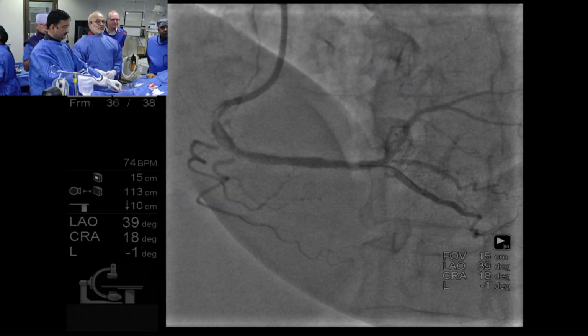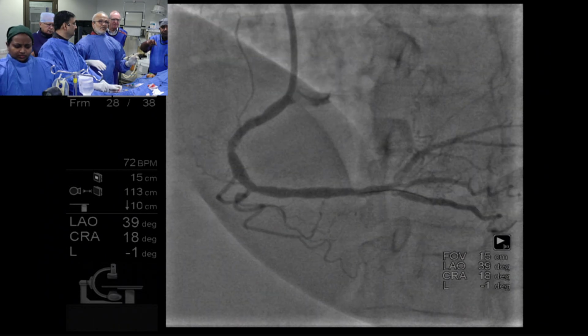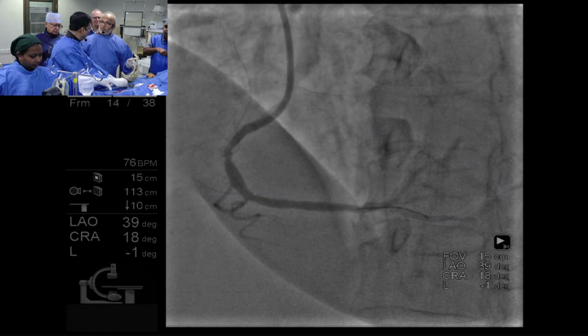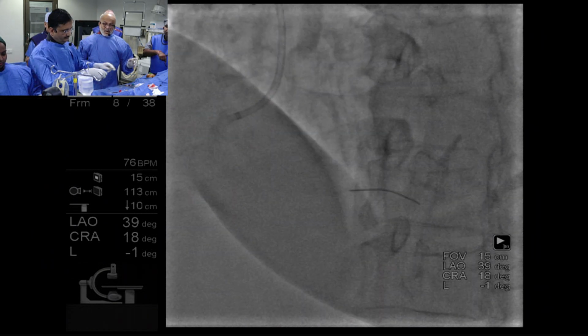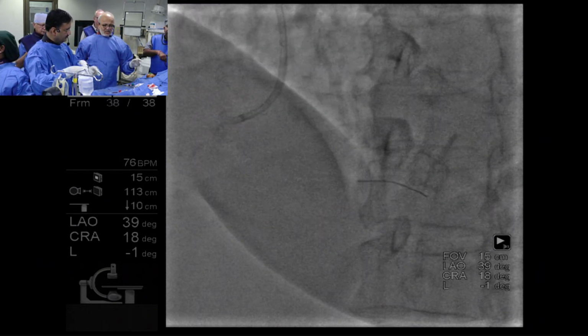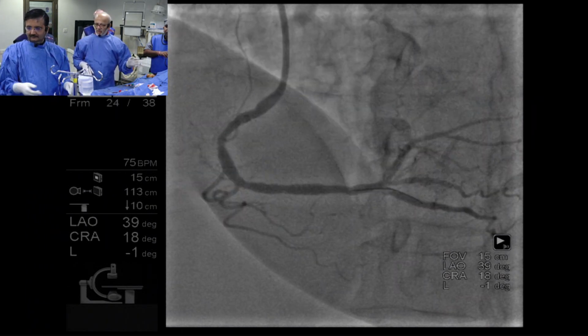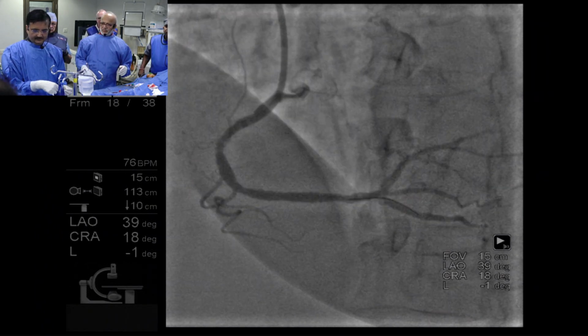It looks good. Now we will put another wire, run through, or balloon trapping we can show. Okay, Sanjay wants that we should show the young guys balloon trapping. Okay, we'll do that. Get us a balloon. Microcatheter.